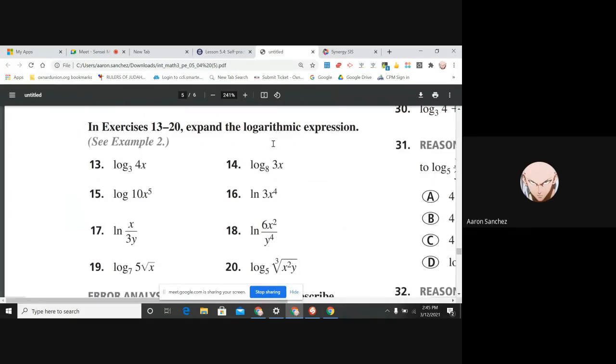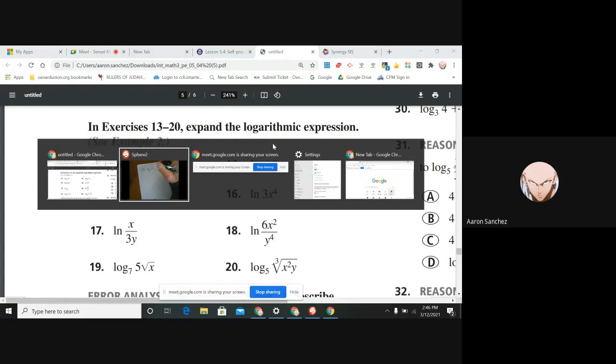Expand. So now, instead of compressing it, we're going to expand it. Let's look at 13. What rule are we going to use for 13? 13 is log base 3 of 4 times x. We want to expand it. I'm going to do the first and the last.